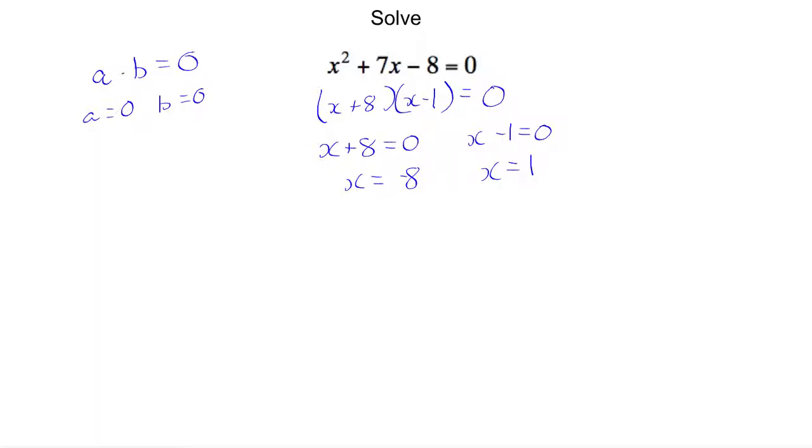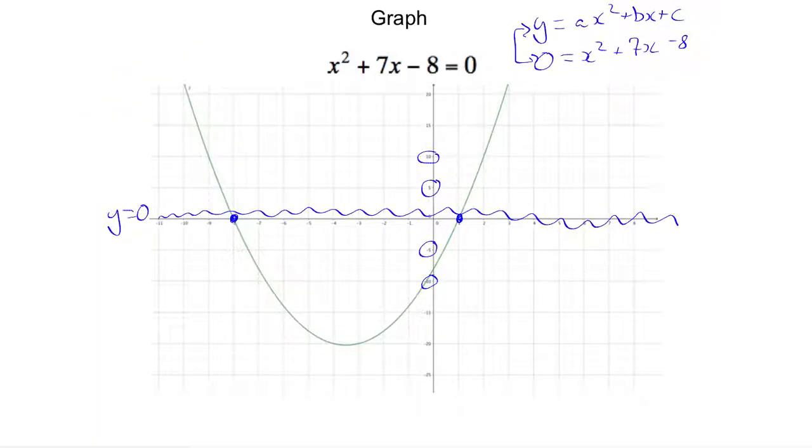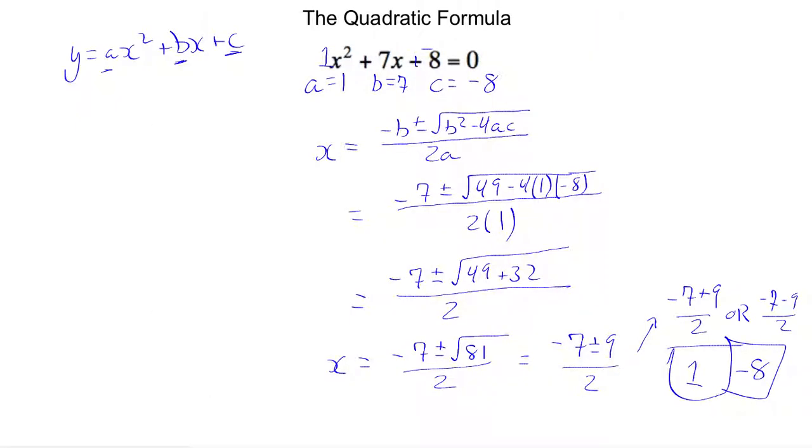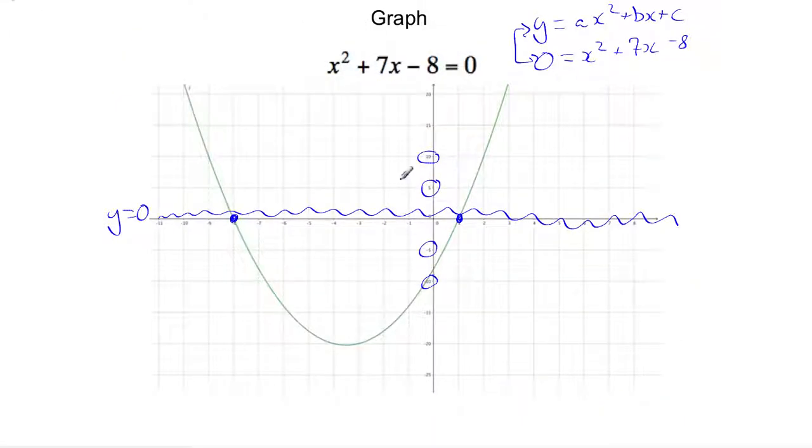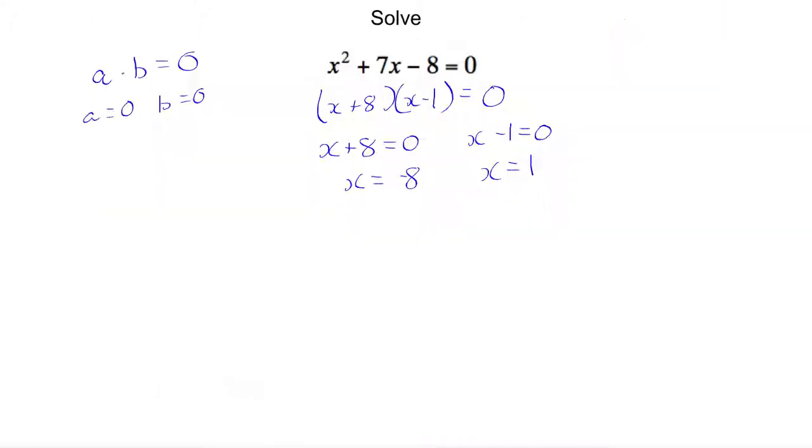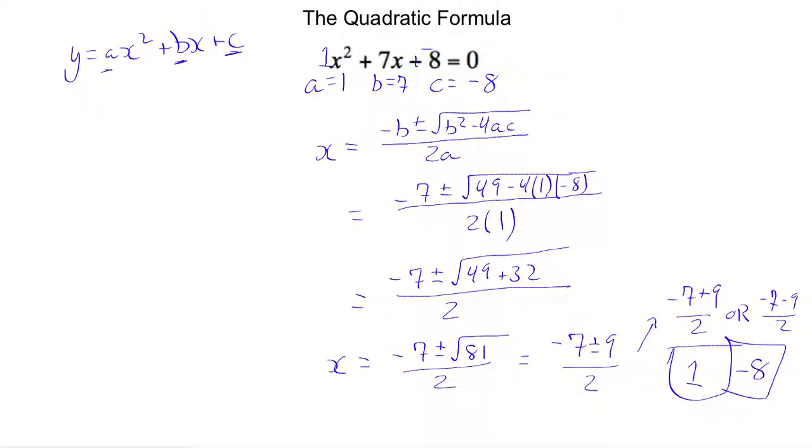So we can factor it, we can graph it, or we could use the quadratic formula. Now, the quadratic formula will always work. It will find imaginary solutions. So here, sometimes the parabola doesn't intersect the x-axis. Sometimes we can't factor a quadratic, but we can always use the quadratic formula.